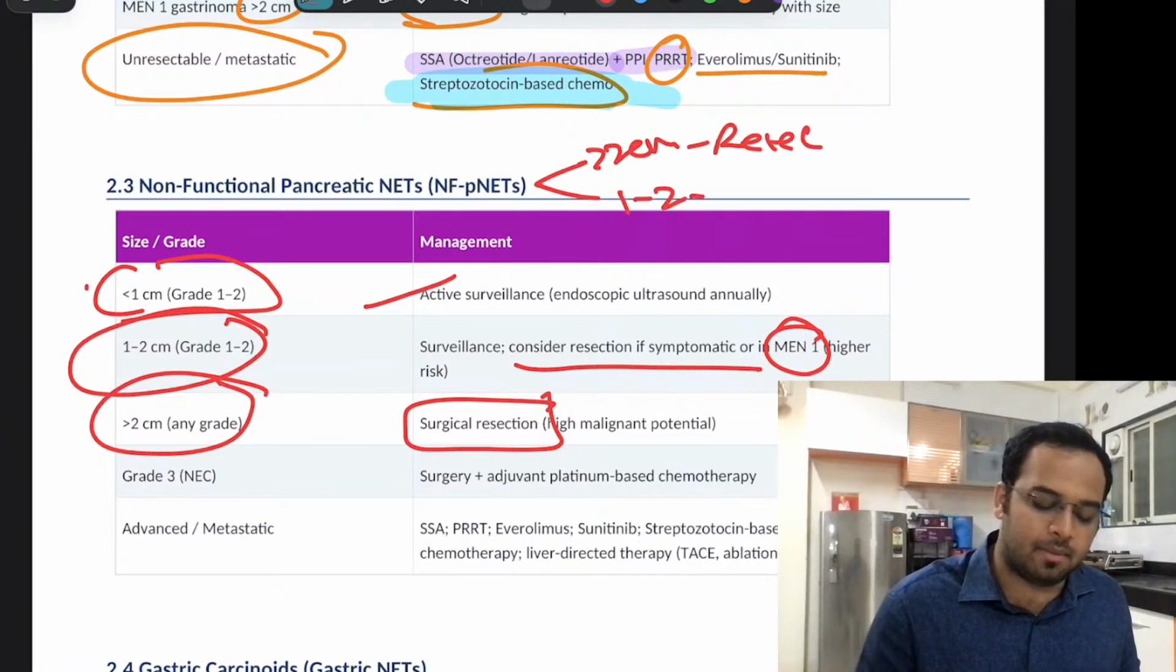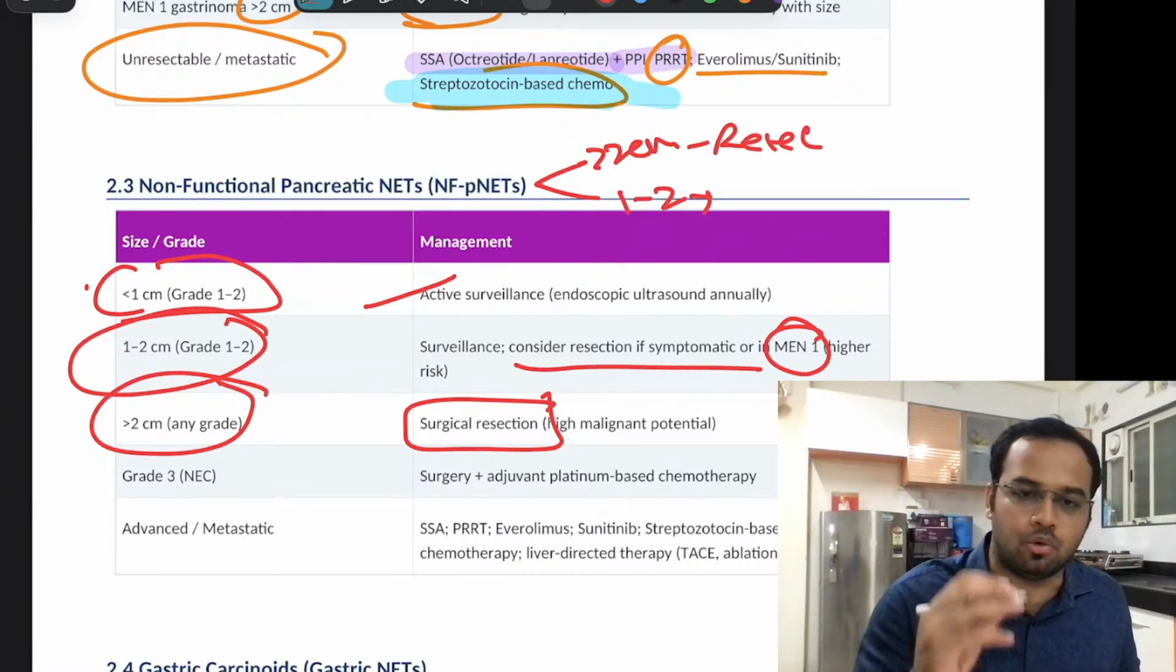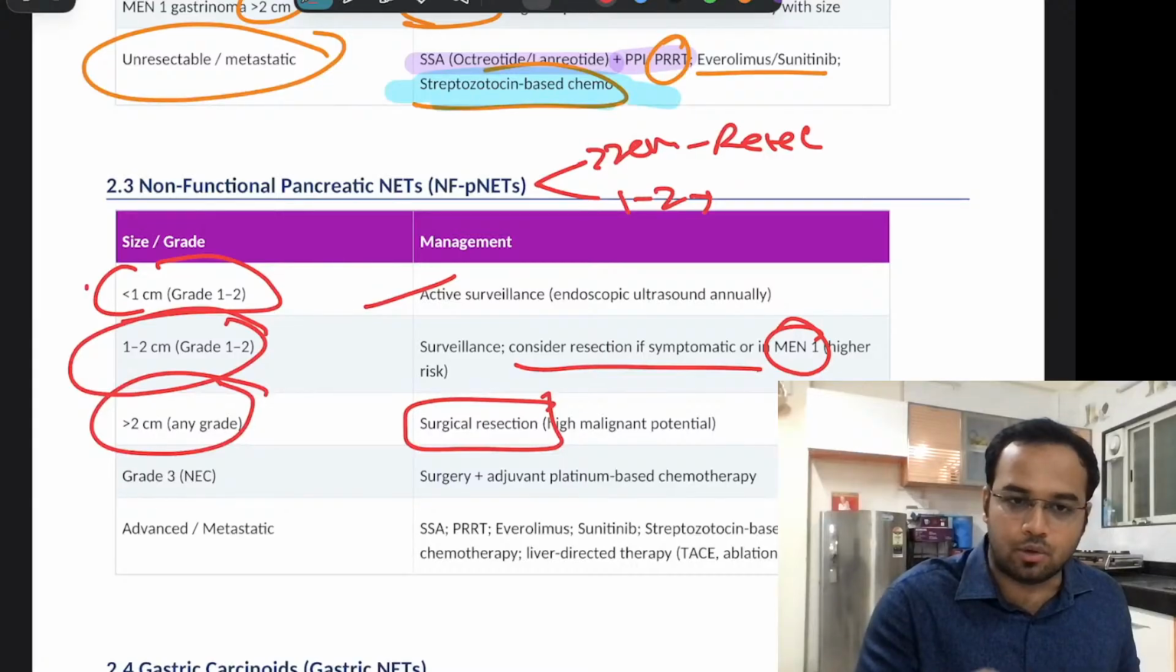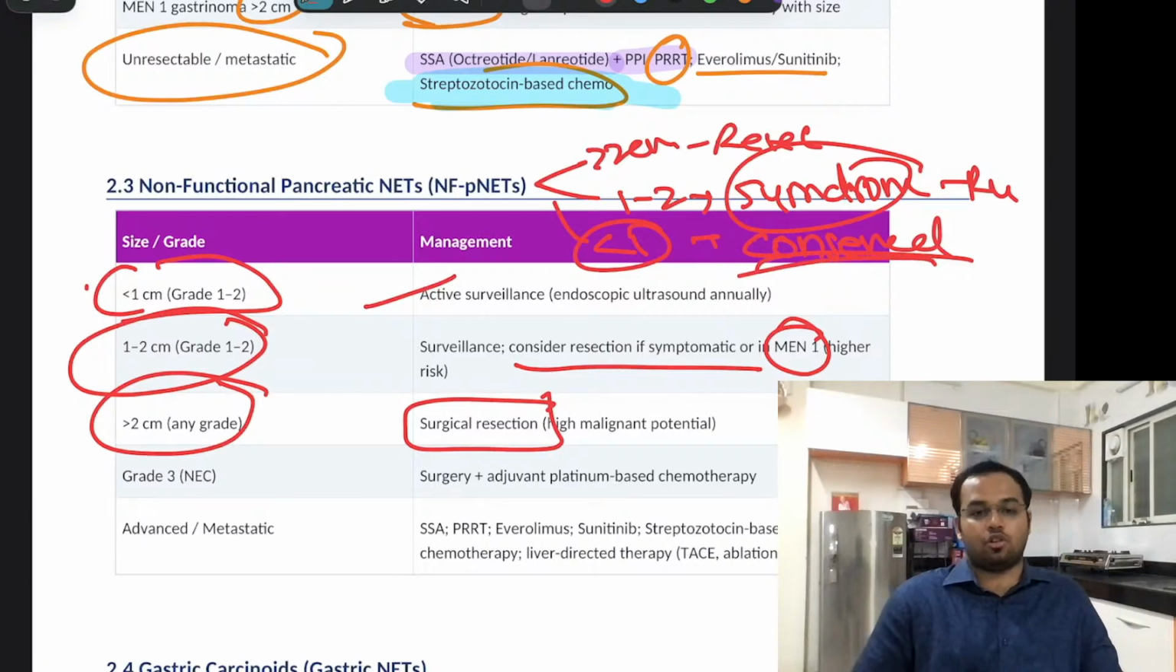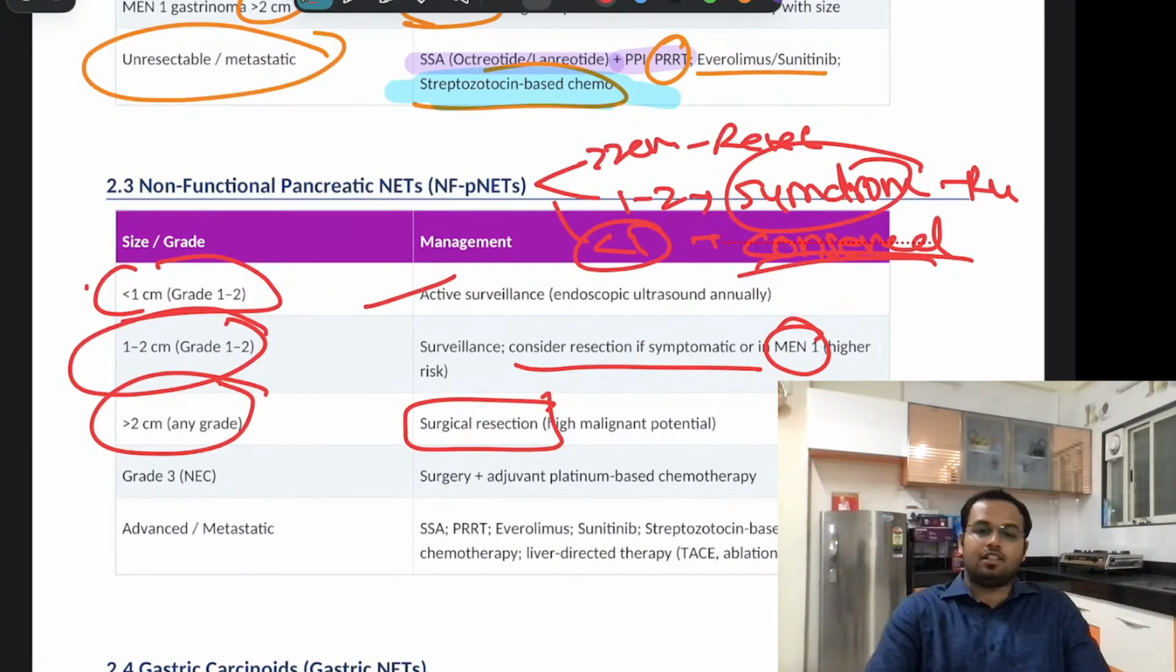If 1 to 2 centimeters non-functioning PNET, you are going to ask if the patient is going to have syndromic manifestations or symptoms. If syndrome hai to resect, and less than 1 centimeter, any PNET is always going to be considered for surveillance. So non-functional PNET अगर short note आया तो मुझे पता है कि what I am going to write in the short note. I hope it is crystal clear.